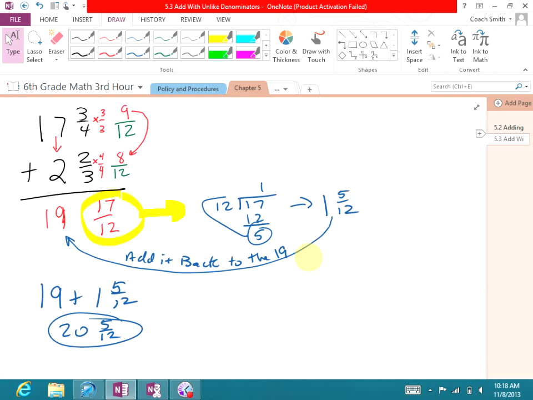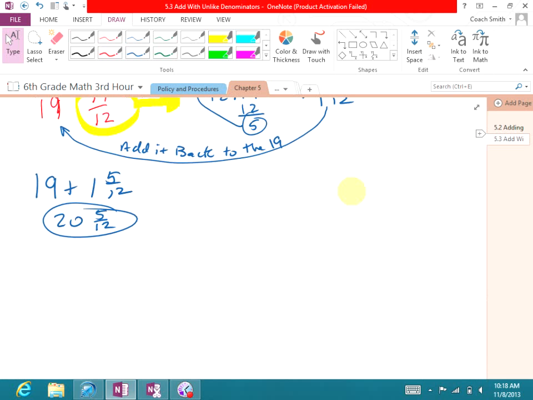Okay, if you didn't get that answer, do you see where your problem was? All right, now let's look at one that has 3 fractions. 1 over 6 plus 2 over 5 plus 1/3.